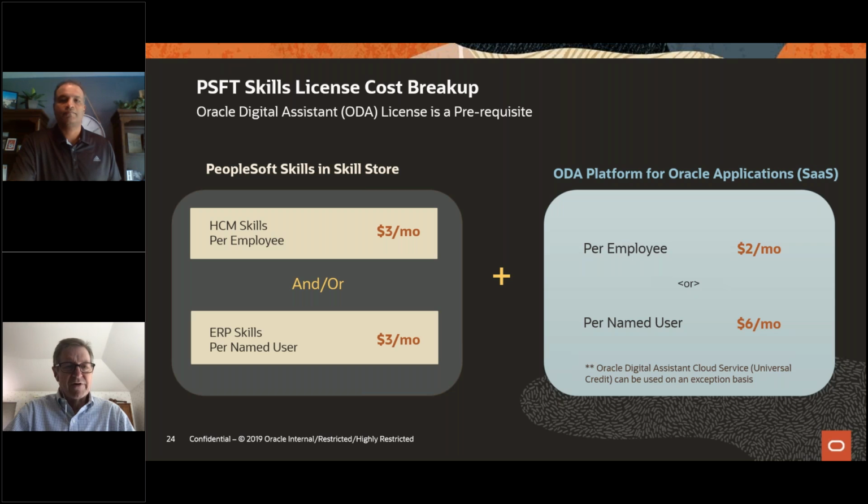And then as far as access to the skills and the skills store, the HCM skills and the ERP skills are basically set at the same price. There's $3 per employee or $3 per named user per month. So just the requirement is that the skills from PeopleSoft are licensed, and there is a license covering any user on the ODA side. Yep.